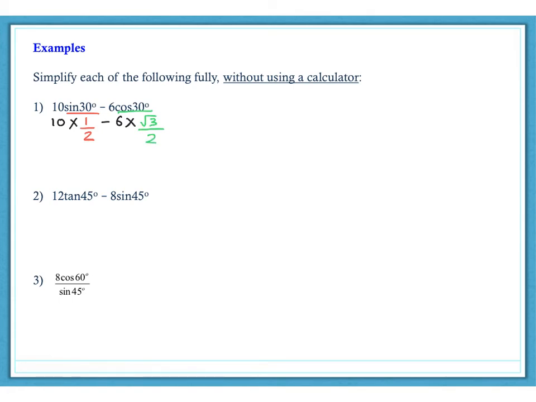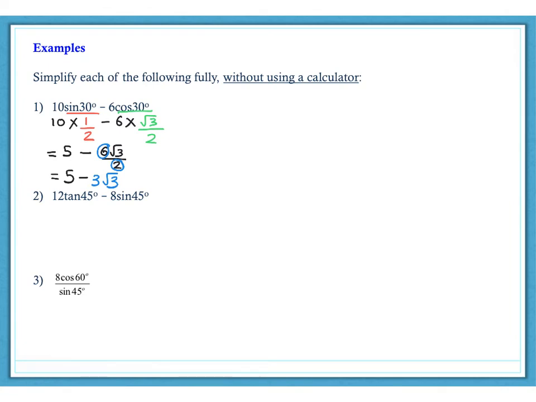Let's simplify as much as we can. 10 multiplied by a half is, of course, 5. A half of 10 is 5. Take away, and then here we can write 6 root 3 over 2, but this simplifies because, of course, 6 is divisible by 2, so the final answer is 5 take away 3 root 3. And we cannot simplify that any further.